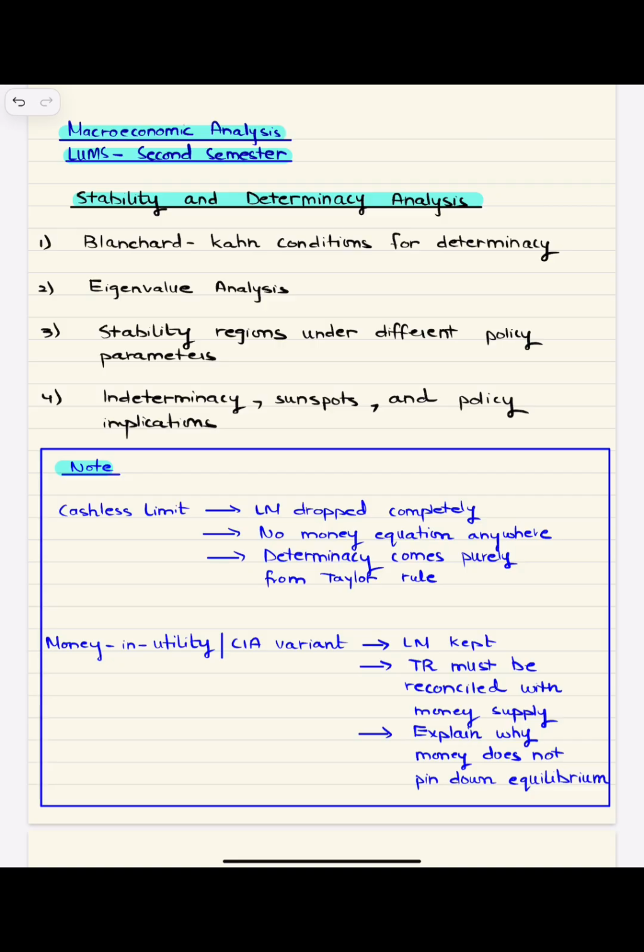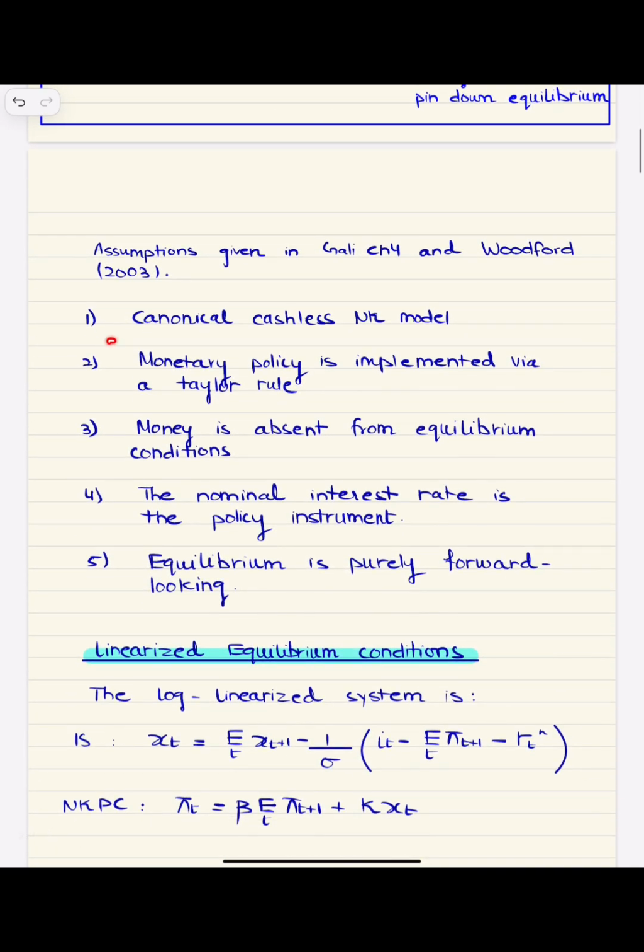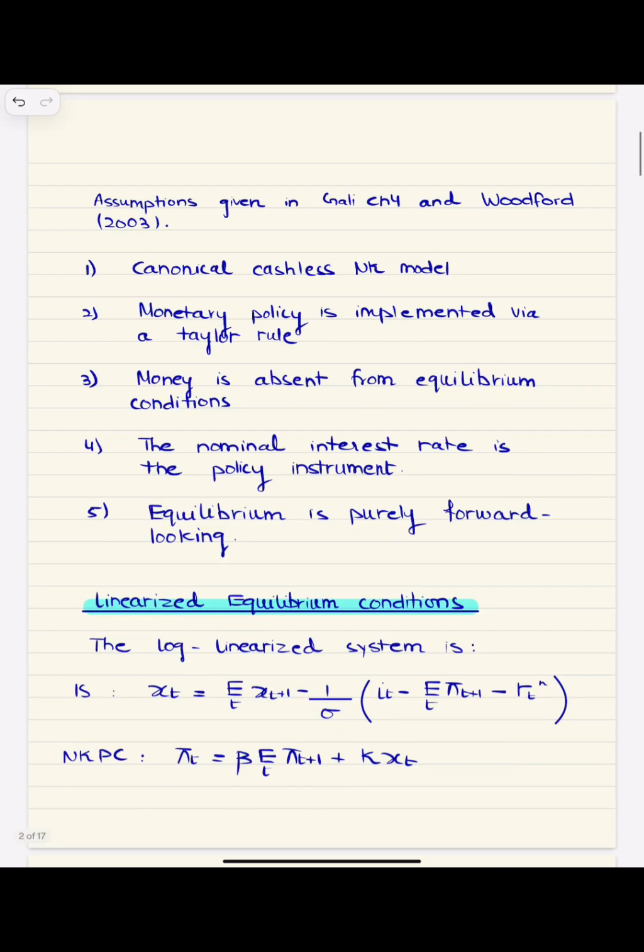But before we begin, I would like to emphasize the fact that we are going to be working with the canonical cashless new Keynesian model. In the cashless model, basically the LM curve is completely dropped, okay, and there is no money demand equation. Money does not appear anywhere in the equilibrium conditions. Therefore, determinacy comes purely from the Taylor rule.